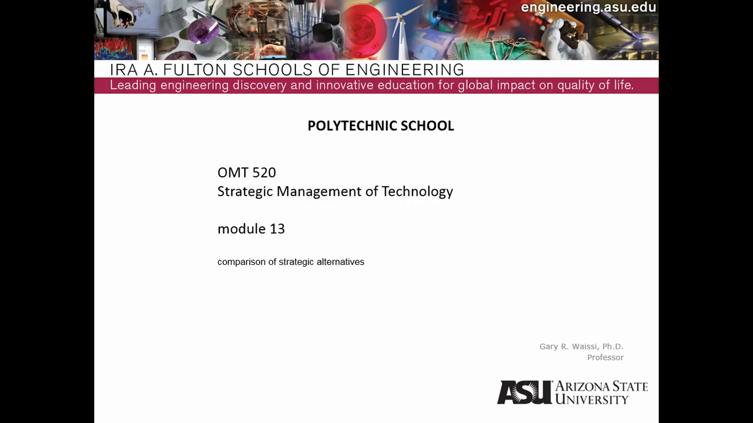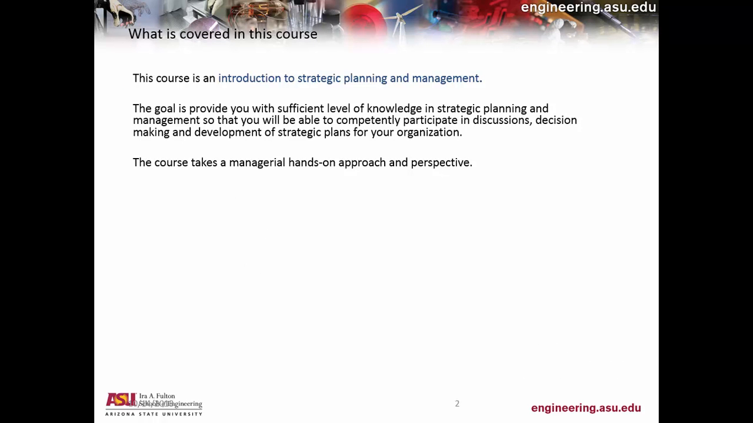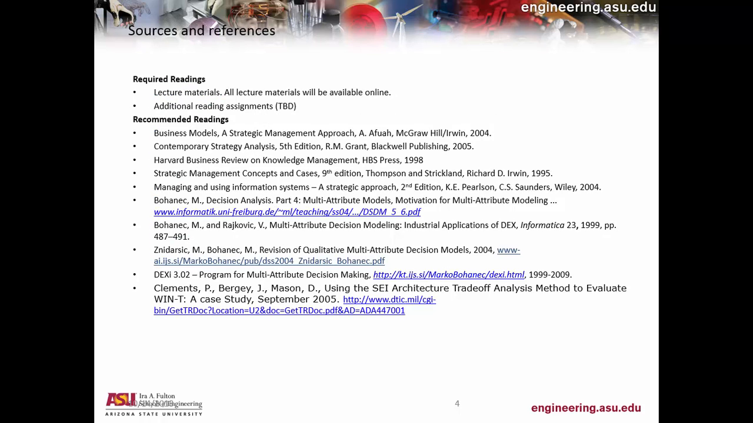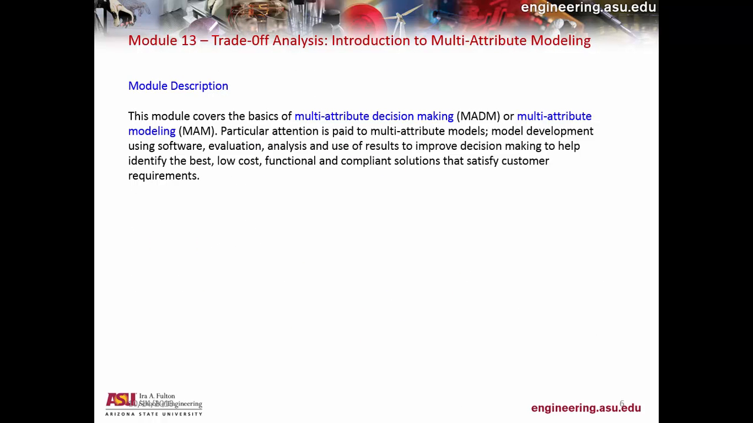So when you have lots of options with regards to strategy, how do you compare them all out? That's what we're going to be talking about this week. We have all the introductory material, but this is called multi-attribute decision making. The models that help you determine how to pick and choose are called multi-attribute modeling.